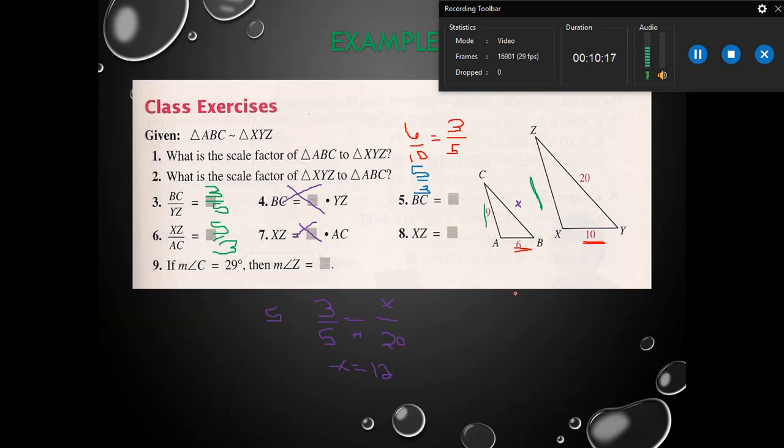The last problem, number 8. They want us to find the missing side XZ. I'm going to call this y. And I'm going to start with my ratio of 3 to 5. And then I'm going to return to the smaller figure. The side that corresponds is 9 to y. And again, to go from 3 to 9, I'm multiplying by 3. 5 times 3 will give me y equal to 15. Hopefully that makes some sense.